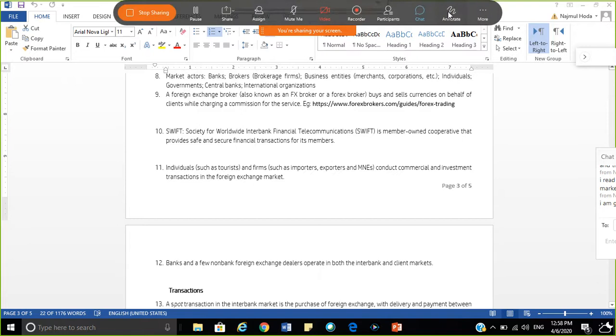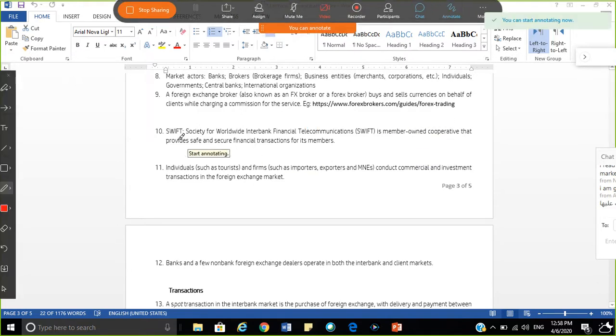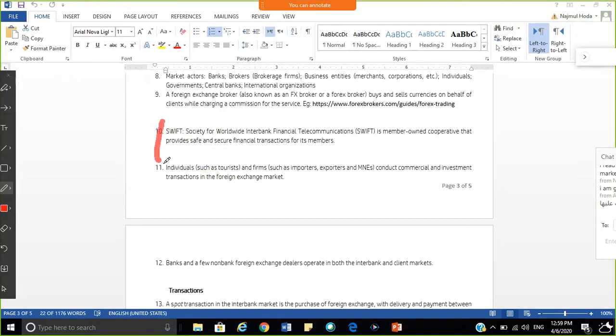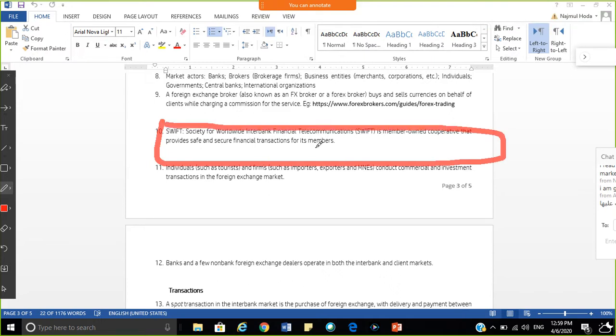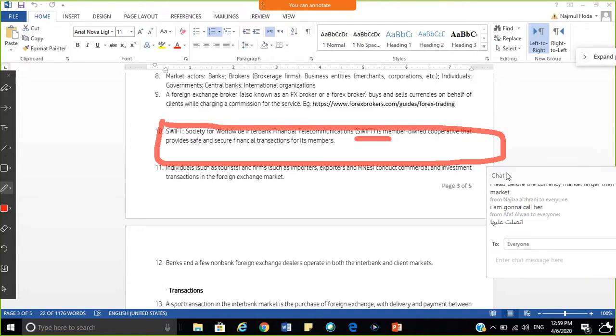So this body, SWIFT, is like Visa or Master. They are a very old body. They were there even when Visa and Master were not there. This is the Society for Worldwide Interbank Financial Telecommunications. Earlier they used to connect through telephone. There was a direct telephone connection between the banks, and these banks became members of this body. After they became members of this body, the transactions can take place between the two banks.